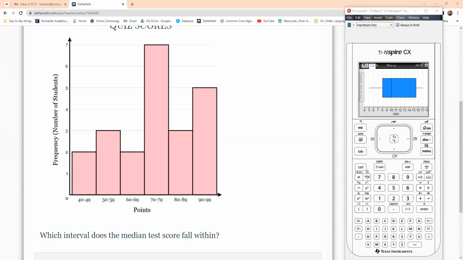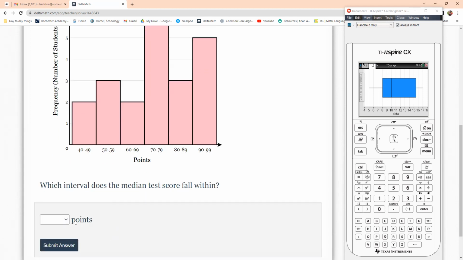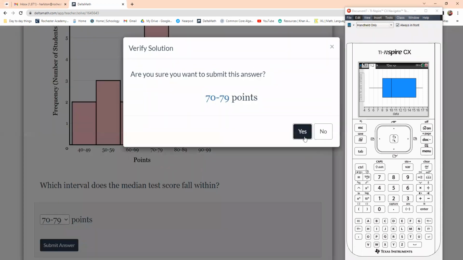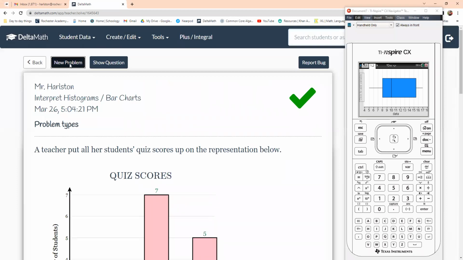So this is 2, this is 5. If I add these 2 together, this will be 7, this will be 14. So the median is going to be in here. So the median falls between 70 and 79. Now, I don't know exactly what the number is, but I know it's going to be in that interval. So let's go back and put that 70 to 79. Boom. Submit it. That's right.